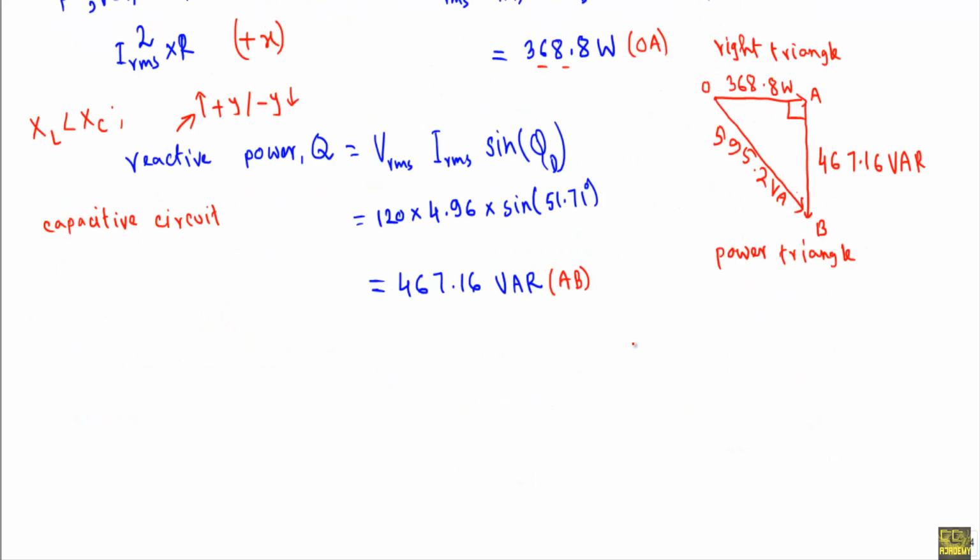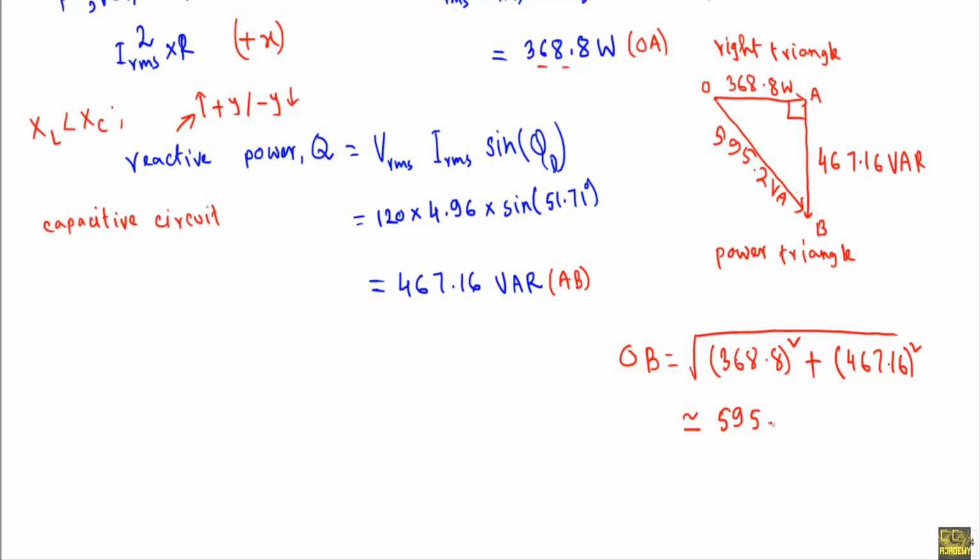Where the hypotenuse OB will be the square root of the sum of real power 368.8 whole square plus reactive power 467.16 whole square, and this will be around 595.2 VA. Okay, so this is the real power, this is reactive power, and OB indicates the apparent power.